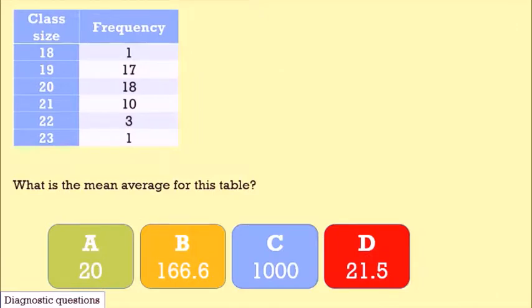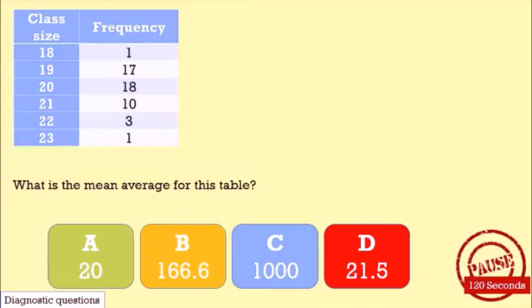Okay, here's another question. What is the mean average for this particular table here, which shows the frequency of class sizes? Is your answer A, B, C or D? Again, press pause, give yourselves a couple of minutes. If you need longer, take longer, and then we can go for the answers.